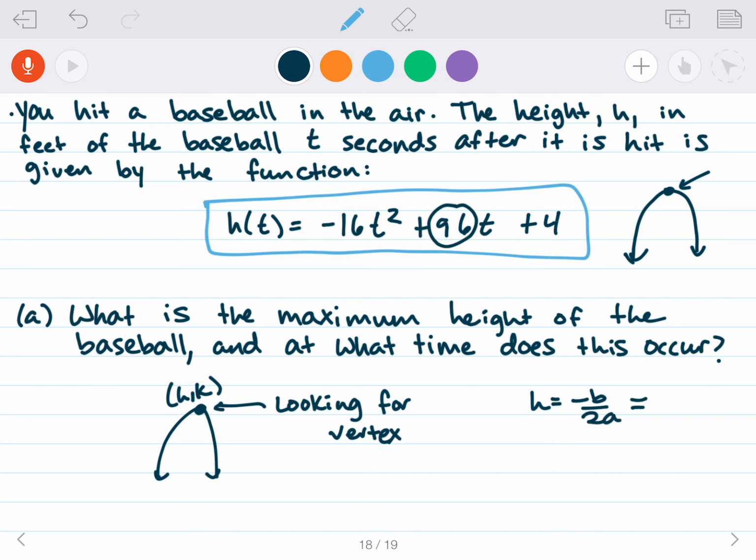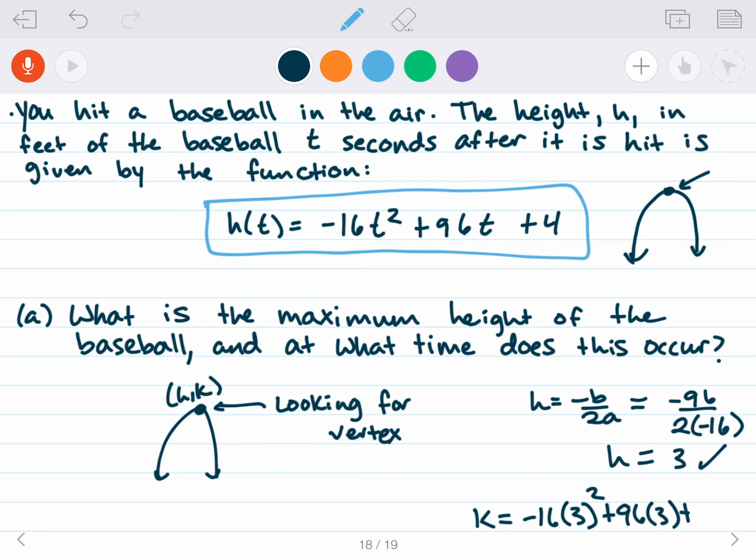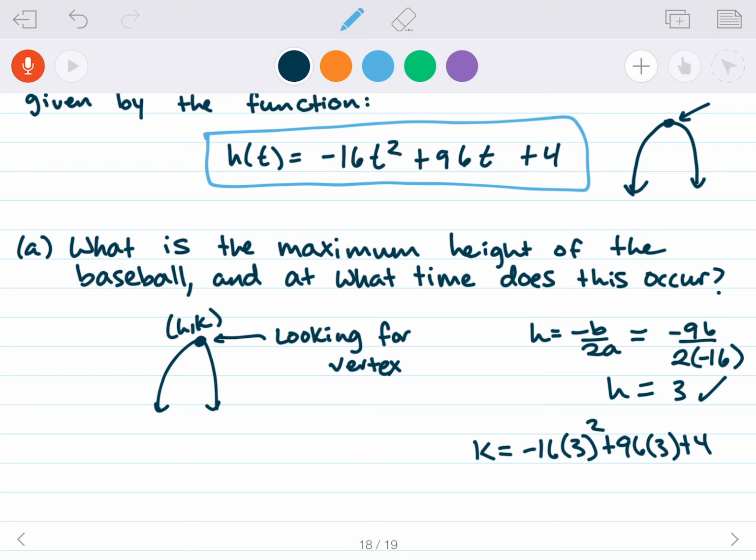In this case, b is 96. So we have negative 96 over 2 times negative 16. And that's going to give us 3. So h is 3. And now we need k. So k we can find by just plugging 3 into the function for t. That's our output. So we have negative 16 times 3 squared plus 96 times 3 plus 4. All right. So let's go ahead and compute this.